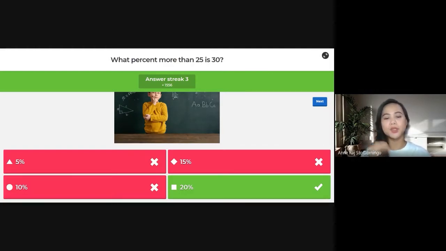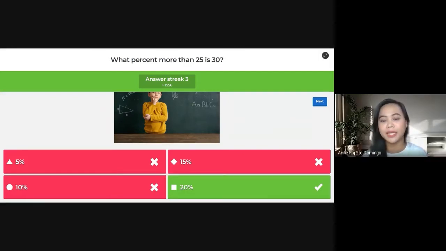So, anong ating solution dyan? We first got the difference nung dalawa. Diba? So, we have 30 minus 25. So, that is equals to, what is 30 minus 25? 5 po. Yes, that is 5.